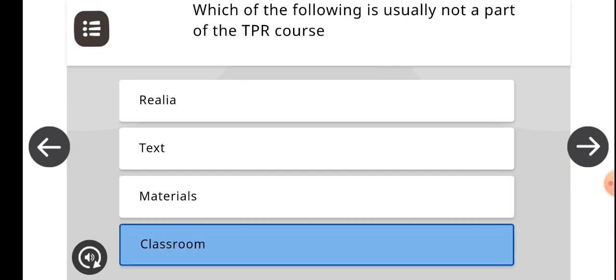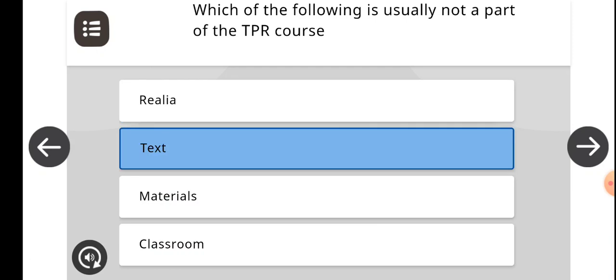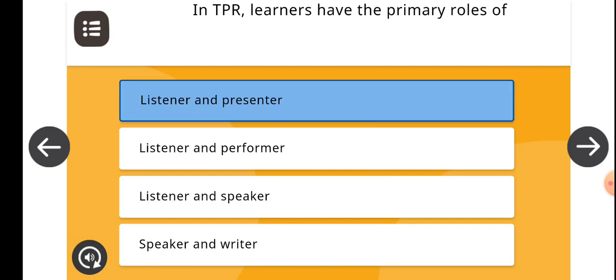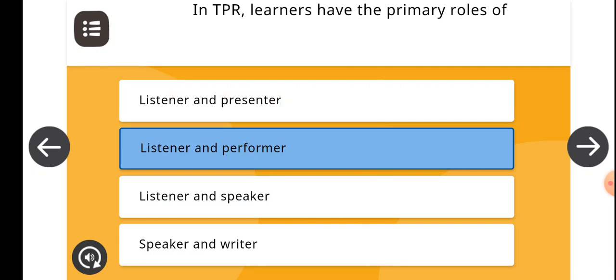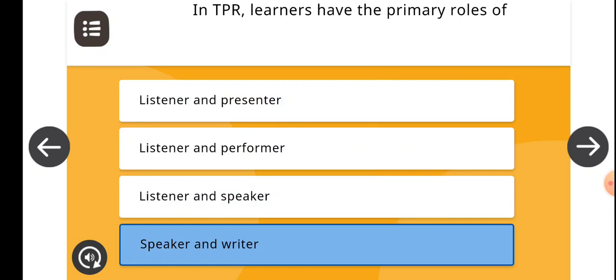Materials, classroom, realia, these are part of the TPR course, but the textbook is not part of the TPR course. So the answer is text. In TPR, learners have primary roles. What primary roles do the students play in the TPR course? They act as a listener and presenter, or a listener and performer, or a listener and speaker, or a speaker and writer.